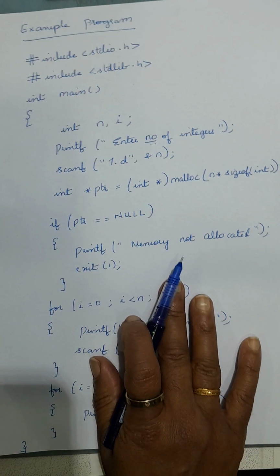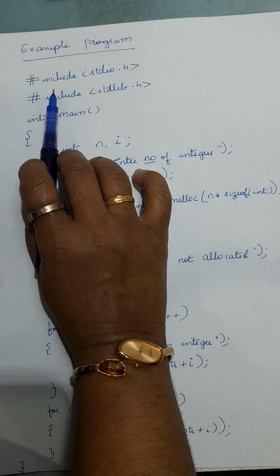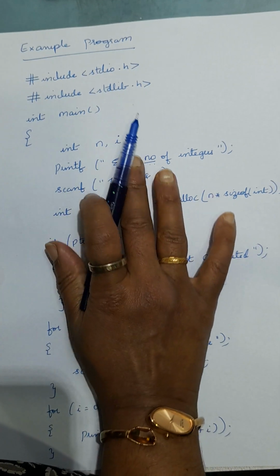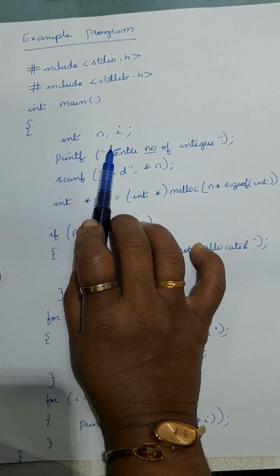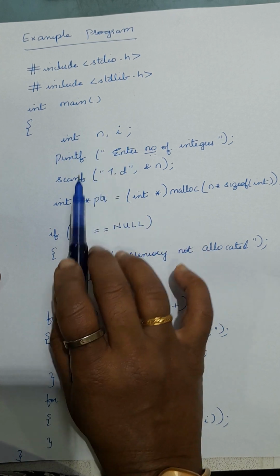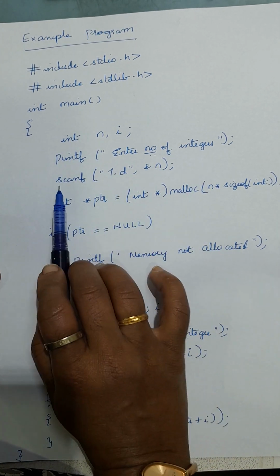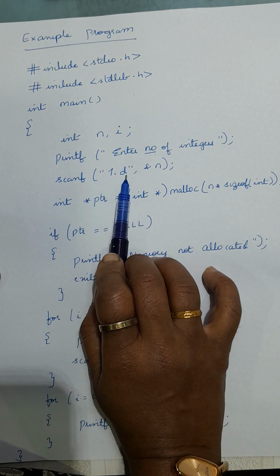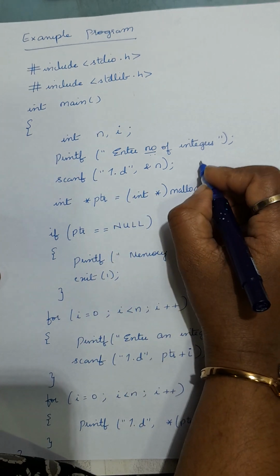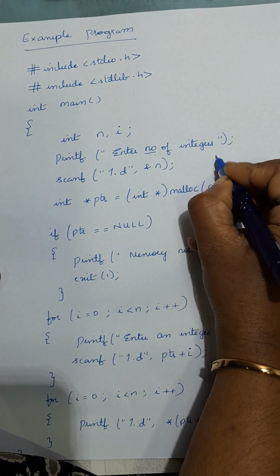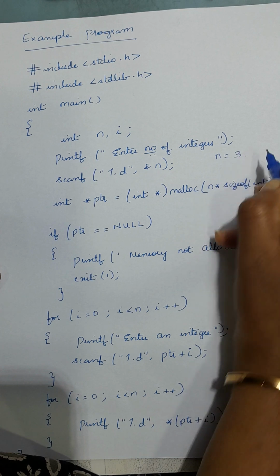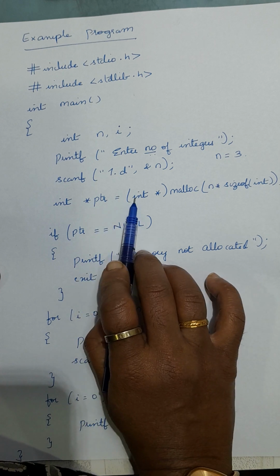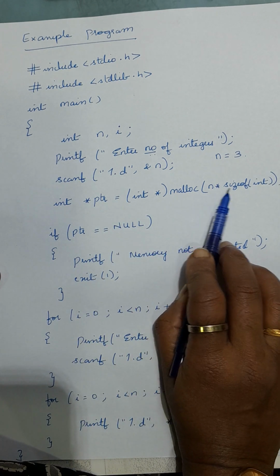Now let's see an example program. Fine. So what is the first header file? stdio.h. Second header file stdlib.h. Within the main function we have declared two variables, int n and i. First, enter the number of integers. scanf("%d", &n), which means since it is an integer value, the format specifier is %d. And now if I write the n value as 3, which means 3 integer values I need to store, int *ptr = (int *) malloc(n * sizeof(int)).